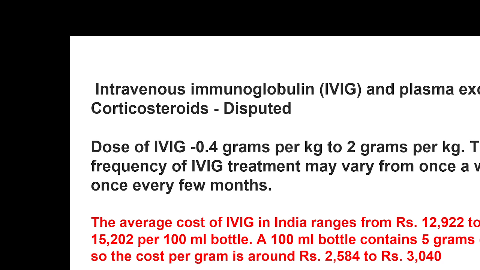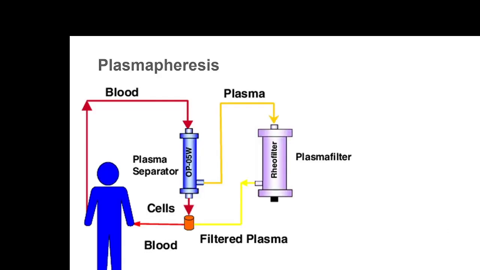0.4 grams per kg is the dosage. If a patient is around 50 kg, then his requirement will be around 20 grams, and 20 grams would cost 2,584 into 20, you calculate it. So that makes the issue of GB syndrome treatment quite difficult and costly.